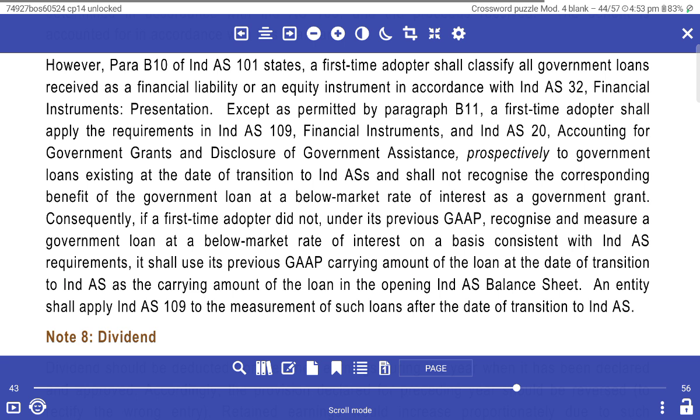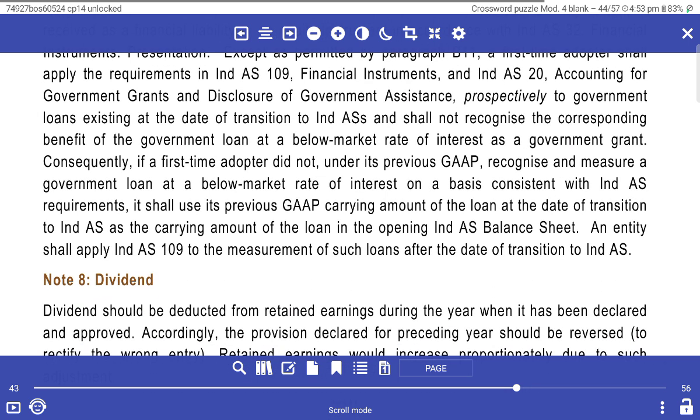If a government loan exists at the date of transition to Ind AS, the entity shall not recognize the corresponding benefit of the government loan at a below-market rate of interest as a government grant. Consequently, the first-time adopter shall use the previous GAAP carrying amount of the loan at the date of transition as the carrying amount of the loan in the opening Ind AS balance sheet.